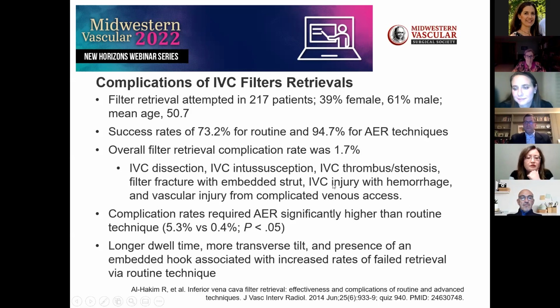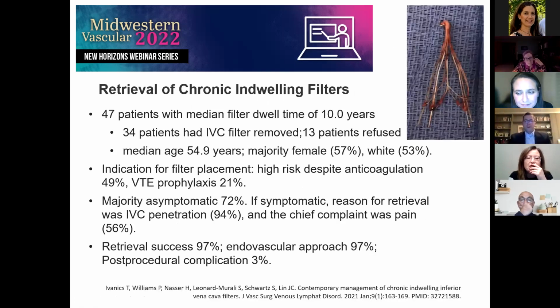You can start having bleeding and, of course, access site complications as well. This usually happens with longer dwell time. If the filter is a little bit more tilted, or if I can't get the hook from the top to get out, those are really the ones that are very frustrating to pull out.